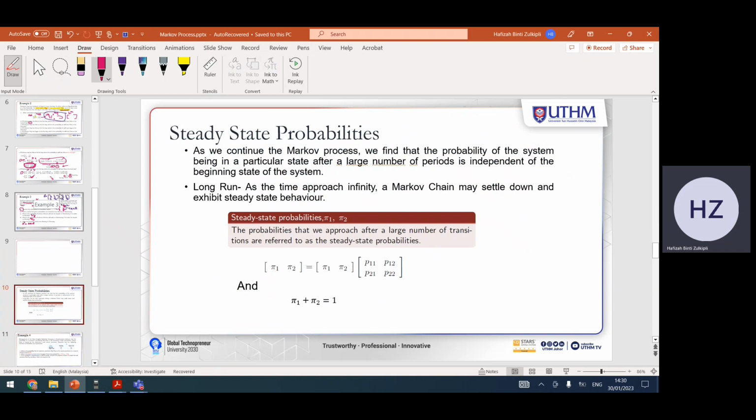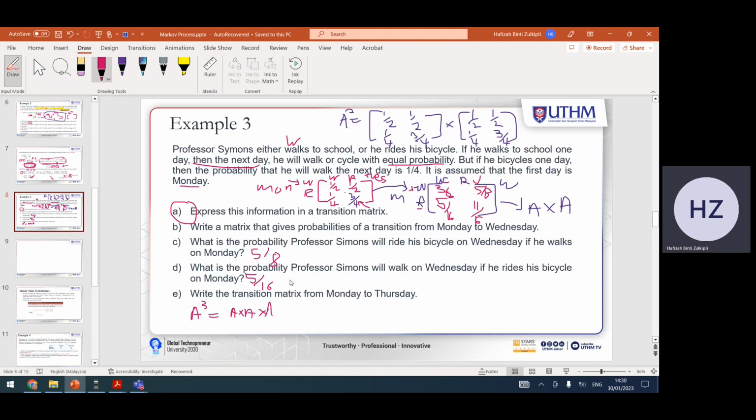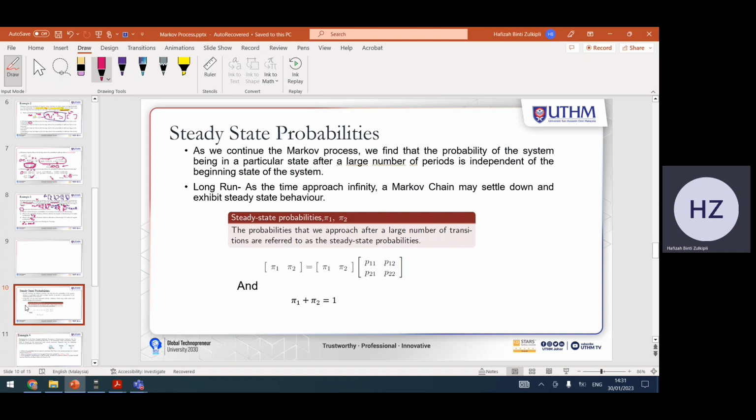There is steady state probabilities. As we continue the Markov process, we find that the probability of the system being in a particular state after a large number of periods is independent of the beginning state of the system. So in the long run, as the time approaches infinity, a Markov chain may settle down and exhibit steady state behavior. Let's say you repeatedly find the power of 5, 6, 10, 12, or 20. In the end, the probability becomes steady.